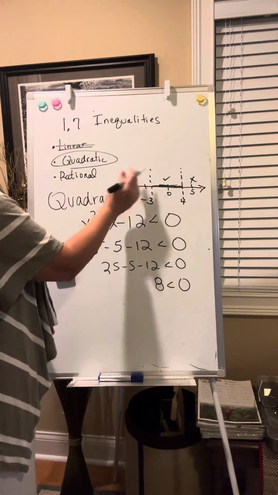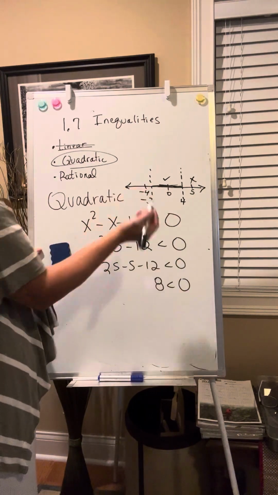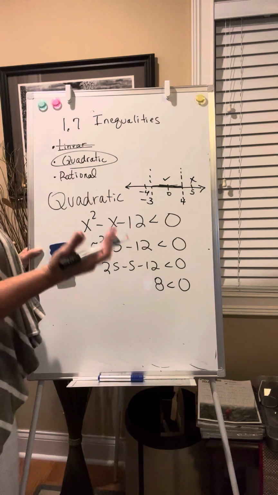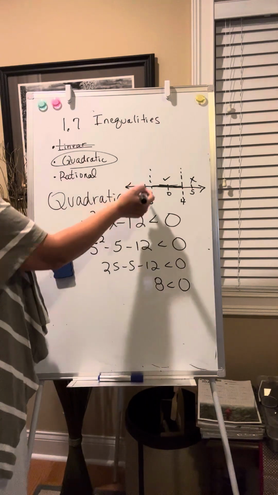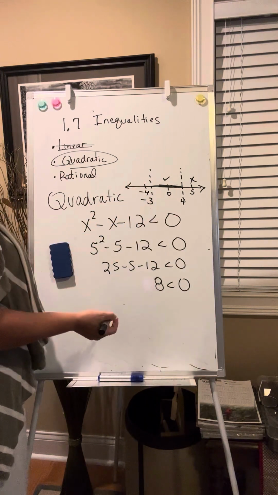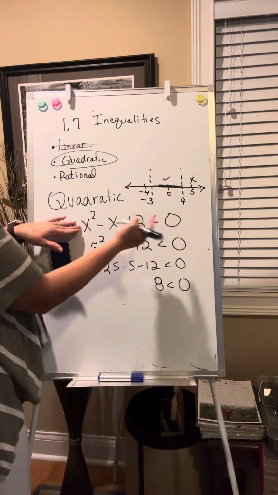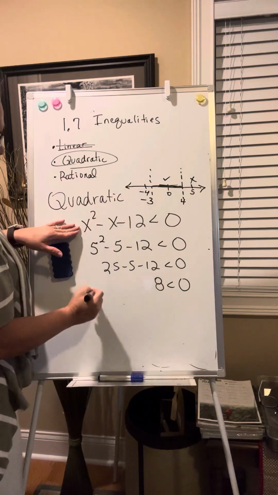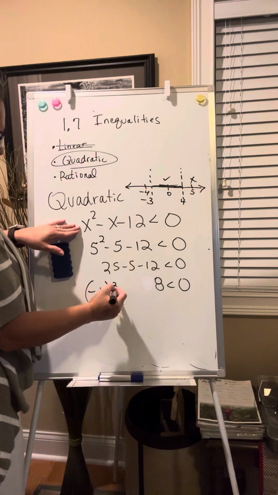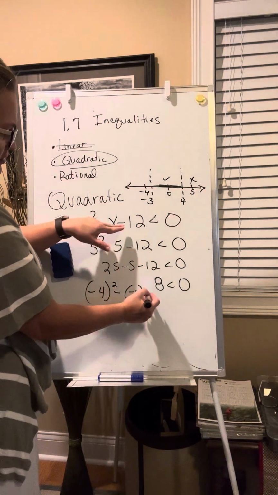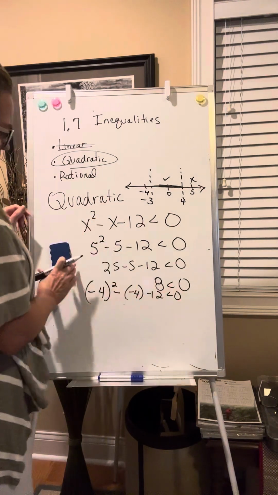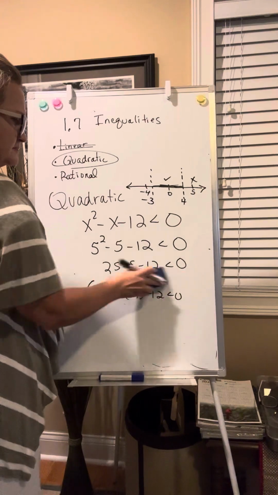Then checking something in this other region, like maybe -4. You could check -5, -100. Anything in this region, they all should go together. But don't use the boundary. It has to be something outside of it. So let's say we check -4 squared minus -4 minus 12. Is that less than 0?